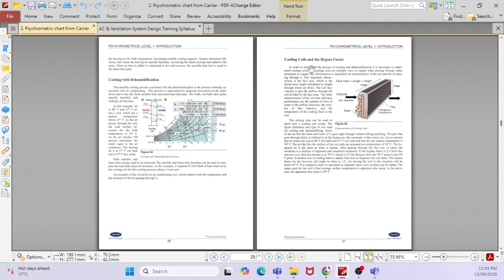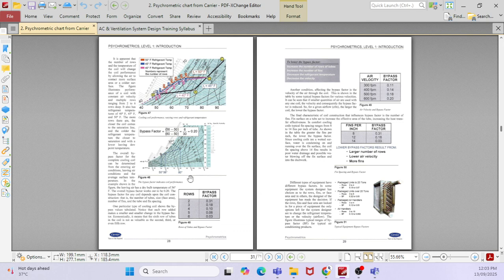Cooling coil and the bypass factor. So what are cooling coils and bypass factors? Understanding cooling coil. Like that, there is a lot of information given in that particular career book.